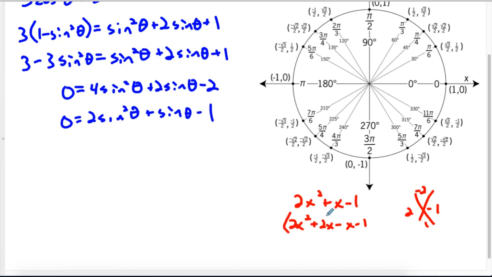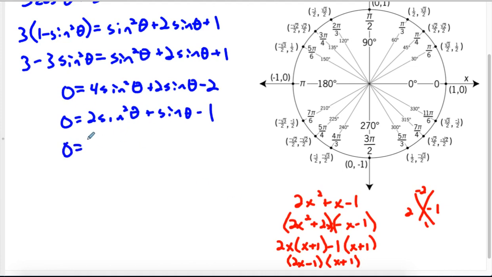Group the first two. I could take a 2x out of those, and I would be left with x plus 1. And here I can take a -1 out of these, and I would be left with x plus 1. So this factors as 2x minus 1 times x plus 1. So that's what this will look like here. Right? I will have 2 times sine of theta minus 1 times sine of theta plus 1. Set each of these equal to 0.